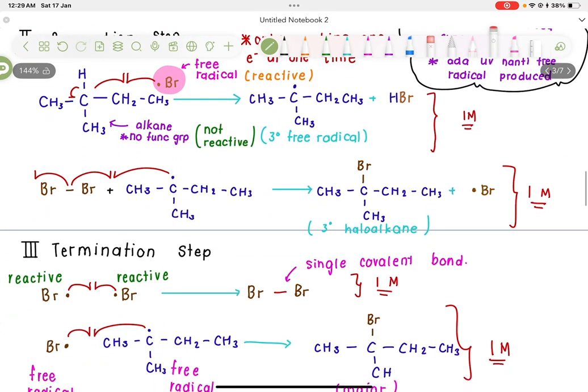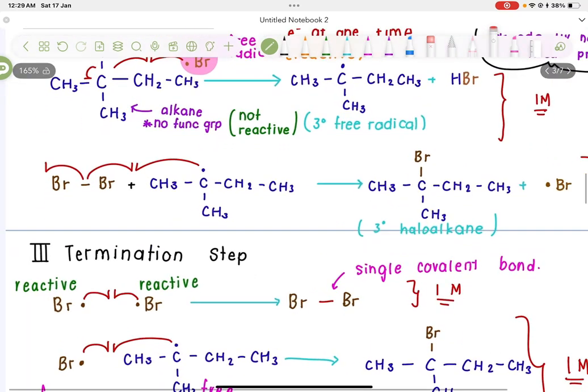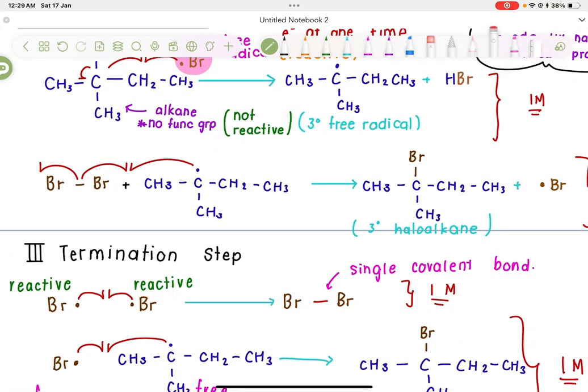Moving on to the termination step, which is different from this one. In this termination step, we are going to be reacting reactive with reactive. This one is unreactive and reactive. This one is reactive and reactive. The reactive species that we're reacting are free radicals. So this termination step is actually used as an endpoint to end the whole process.